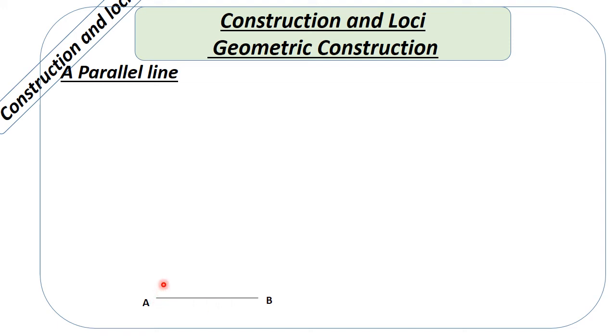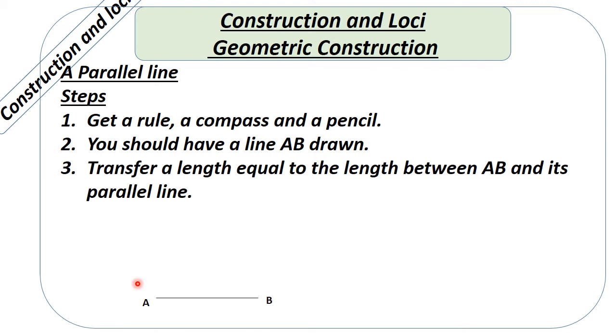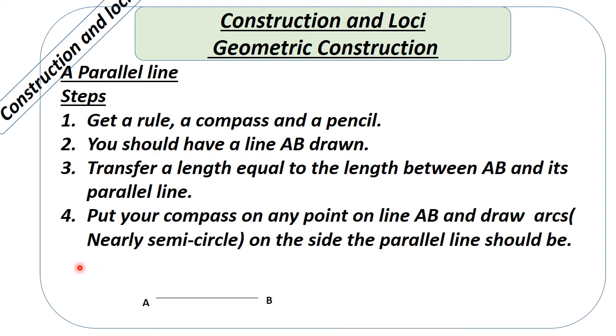So how do you draw a parallel line? The steps are: you get a ruler, a compass, and a pencil as usual. You should have a line AB drawn. You transfer a length equal to the length between AB and its parallel line. So they'll tell you that the length between AB and a line that should be parallel to AB, maybe 3 centimeters. So what you do is you get your compass, you transfer a length equal to whatever they have said, and then you go to the next step.